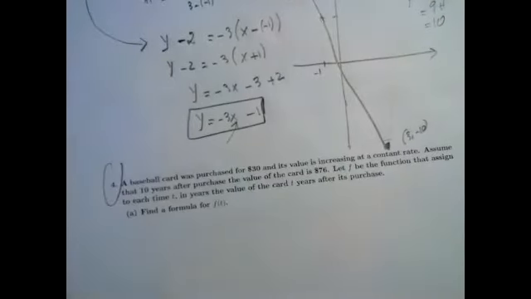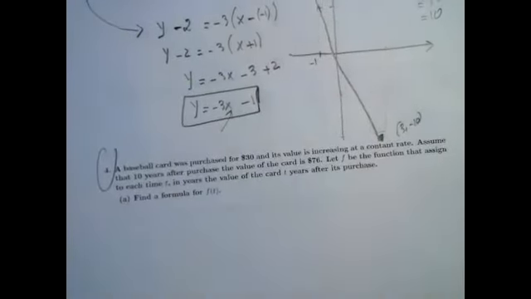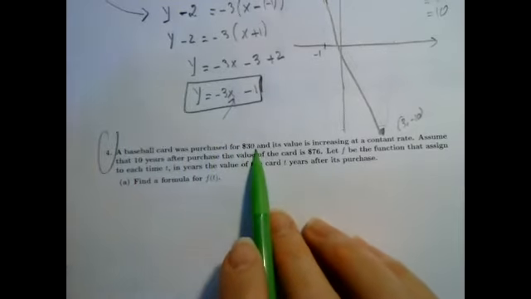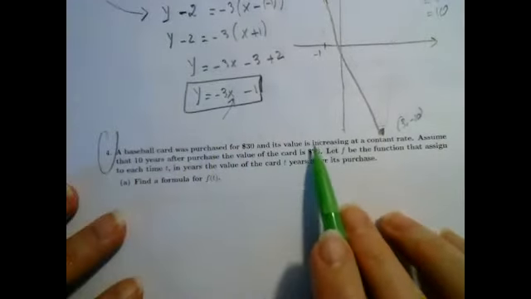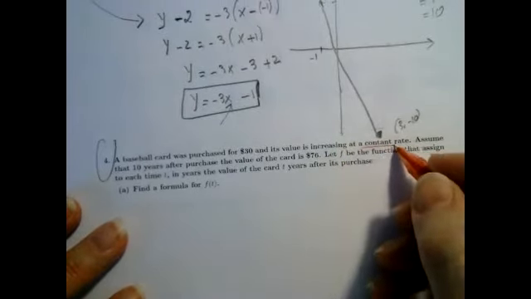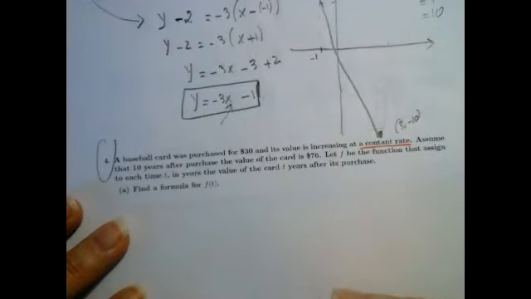Number 4. I thought I gave you an easy problem, but somehow you guys messed up in the reading. All right, so let us see what number 4 is about. So we have a baseball card. It was purchased for $30. And its value is increasing at a constant rate. When I tell you its value is increasing at a constant rate, it means it's a linear function. It means every year it is increasing by the same amount. That's what constant rate means.